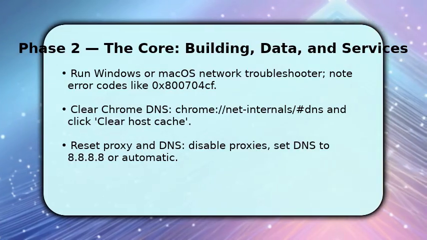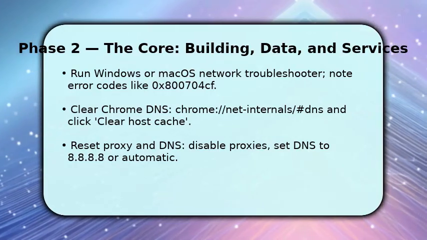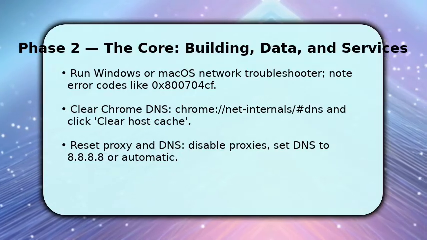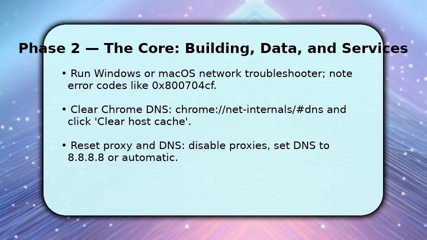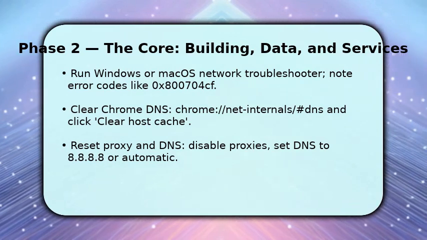Make sure proxies are disabled in system settings and switch DNS to a reliable server such as 8.8.8.8 if you suspect resolution issues. These steps attack routing and name resolution problems that commonly cause Chrome to say no internet.